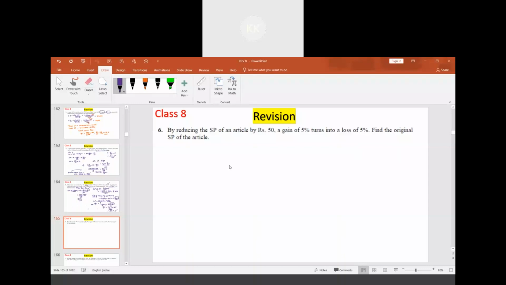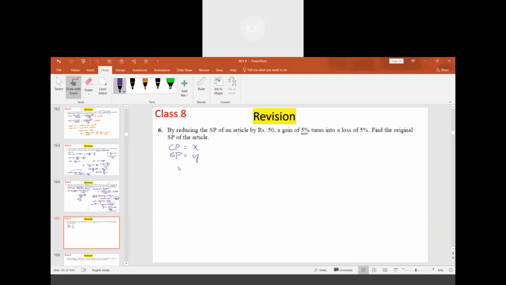So we can take SP to be X. Suppose SP is taken as X and CP is also not known. CP is also not known, SP is also not known. So if I take X and Y as the variables, we know that there is a gain. It means that the selling price is larger than the cost price. That is what it means.